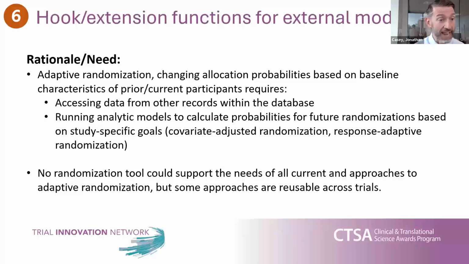And obviously, every trial has a different outcome and may have different boundaries around how they want to change their allocation ratio. So it became clear that you couldn't encode one adaptive randomization tool that would address all of these current and future needs. But some of these approaches are reusable or consistent across trials. So how can you make it easier for people to do this and not make them do what they'd done before, which is kind of rebuild this all on their own or use a different system?